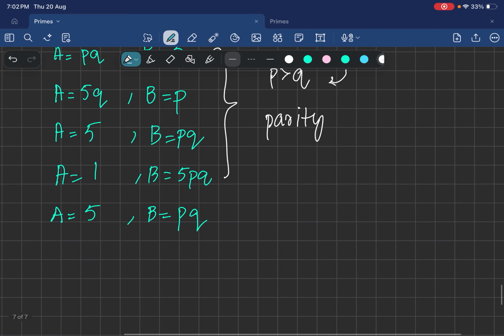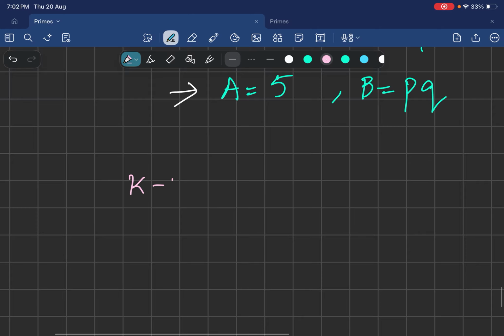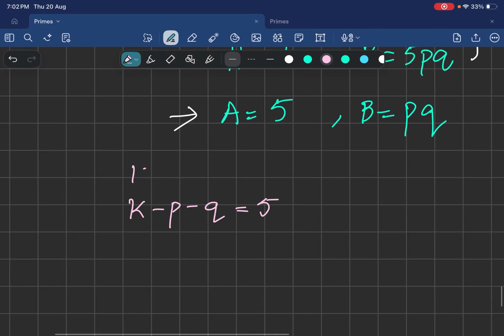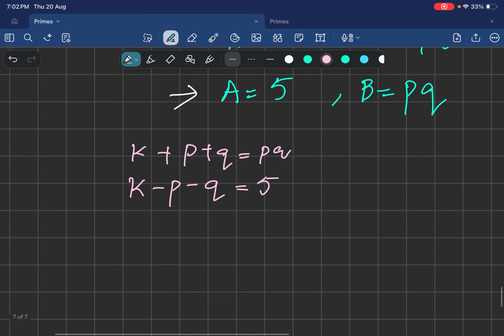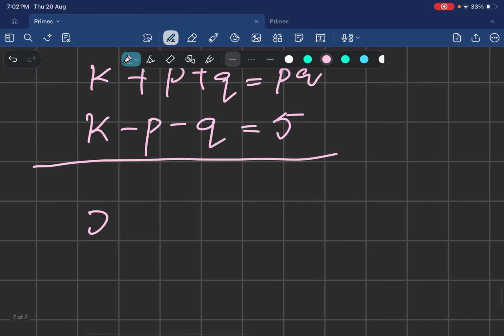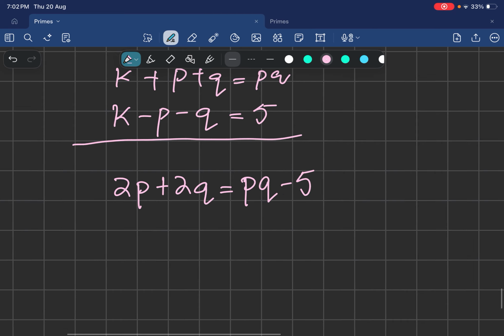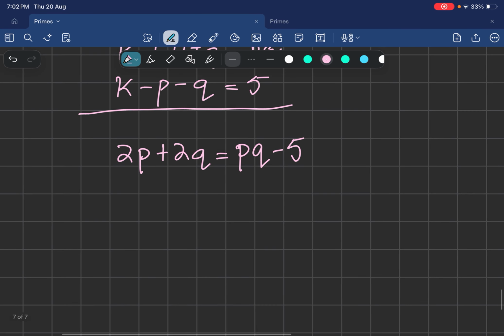To keep the video short, I'll not do those cases. I want you to do this by yourself. I'll only do this last case because this works. So if a is equal to 5, let's say k minus p minus q is equal to 5, and b is k plus p plus q is equal to pq. Let's subtract those. We have to remove this k, and we'll get 2p plus 2q is equal to pq minus 5, right?